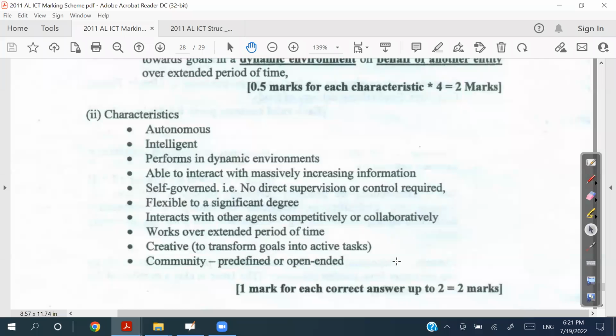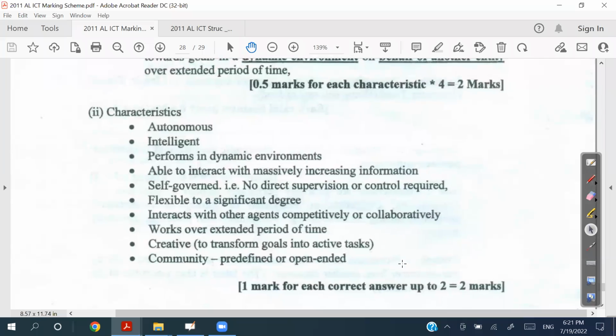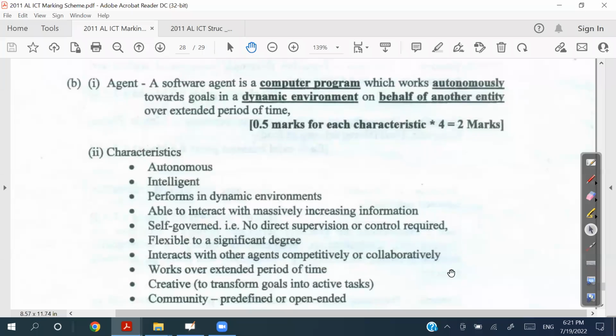Able to interact with massively increasing information, right? Self-governed, flexible, those kinds of things are there, right? So any two particular characteristics will give you 2 marks, and the definition will give you 2 marks again, right?